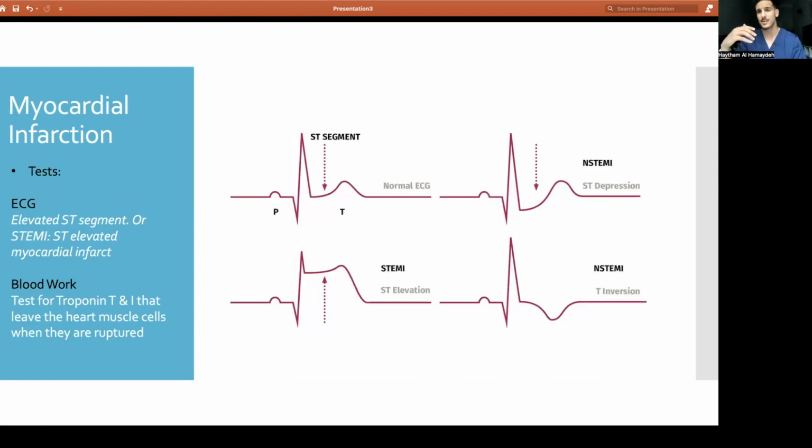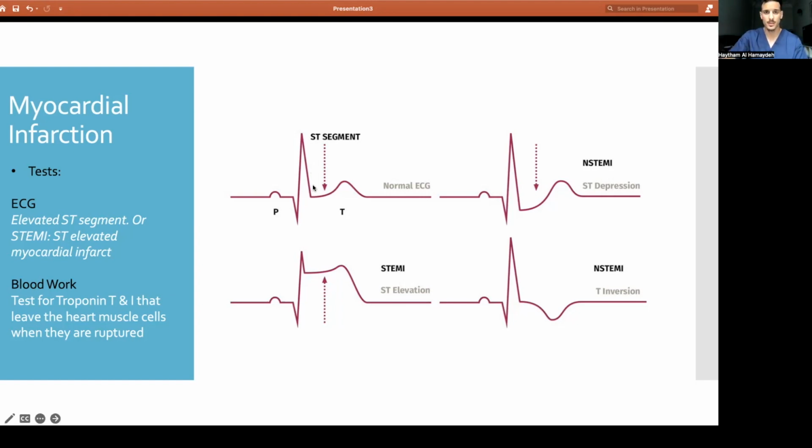And so tests that are used here to make sure that what we have is a myocardial infarction are basically ECG and blood work. ECG can be performed, and trends of the ECG can be compared to the normal ECG. So a myocardial infarction is made up of two types, STEMI and NSTEMI. Both are a very good indication that this person has a myocardial infarction.